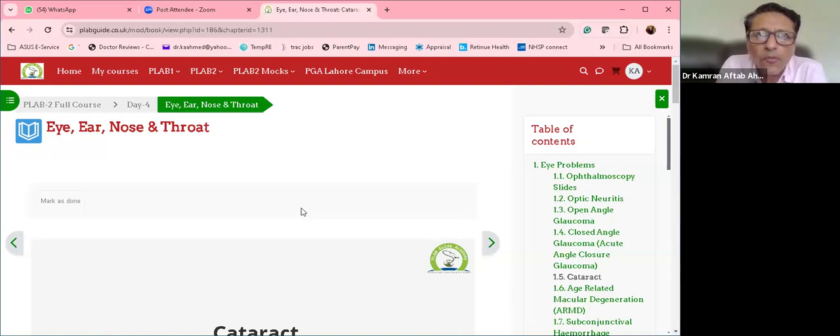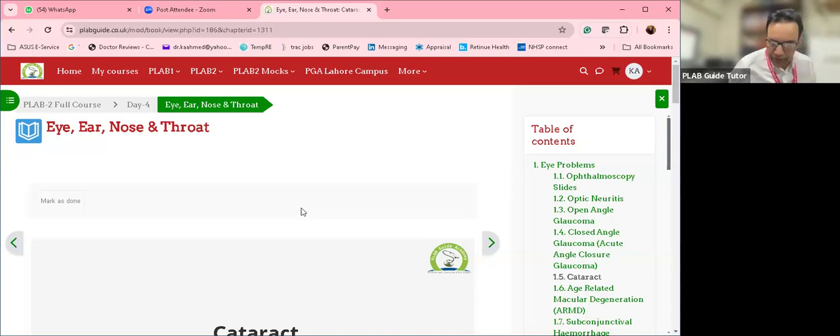So first of all, you need to educate the patient about what cataract is. Cataract means cloudiness of the lens in the eye, mainly or mostly due to increasing age. However, cataract can develop due to some other conditions as well. For example, high myopia, steroid intake, diabetes, trauma.